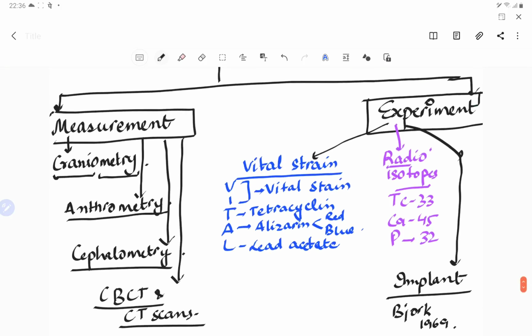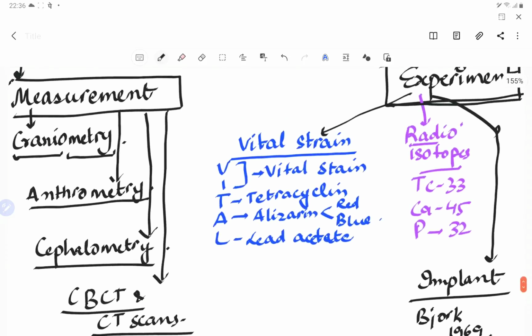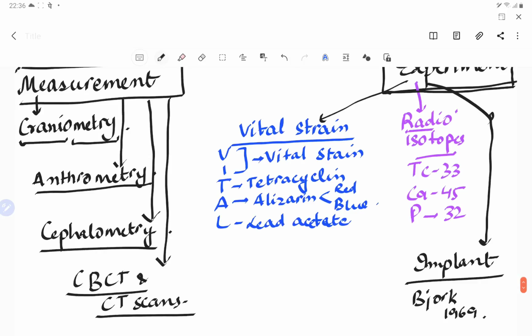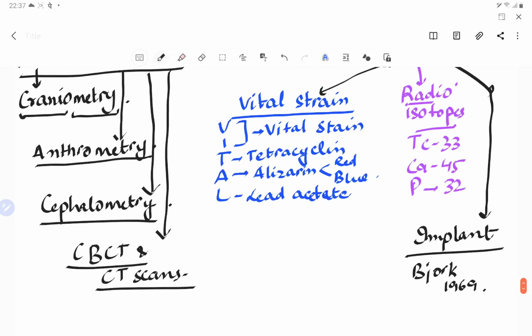The experimental method of measuring the growth, we can basically measure via vital staining, which is measuring the pattern of the bone growth via VITAL. VI is the vital stain, T is the tetracycline, then A is the alizarin, and L for lead acetate. Radioisotopes, technetium 33, calcium 45, and we have potassium 32, and another method is the implant.